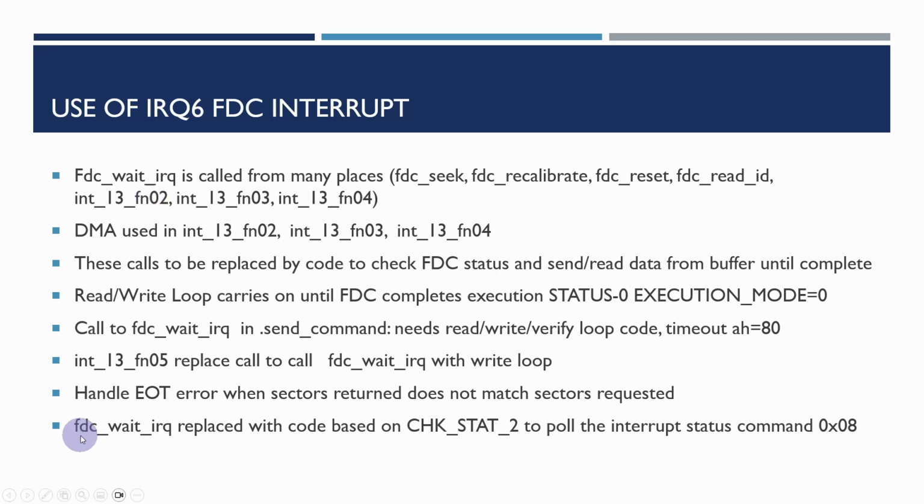And the key thing really is in the PCjr BIOS there is a checkstat2, which is actually used in almost replacement of this wait IRQ. So we're going to be going through and making changes and basically commenting out the FDC wait, and we'll replace it with this. And this uses the interrupt status command 08, which we were looking at a few slides ago.